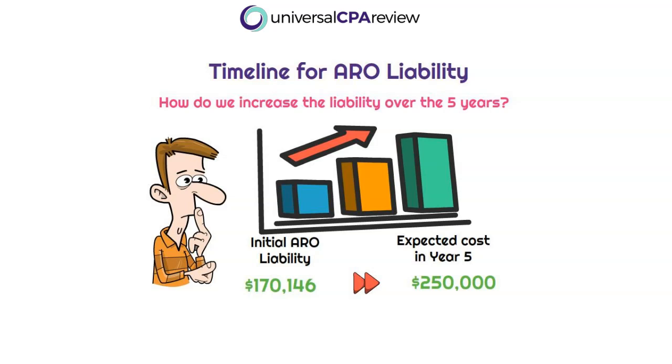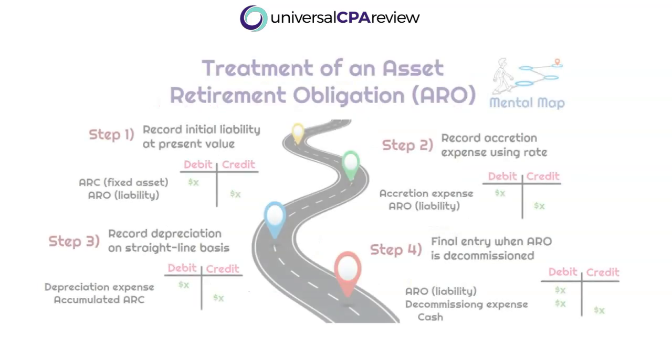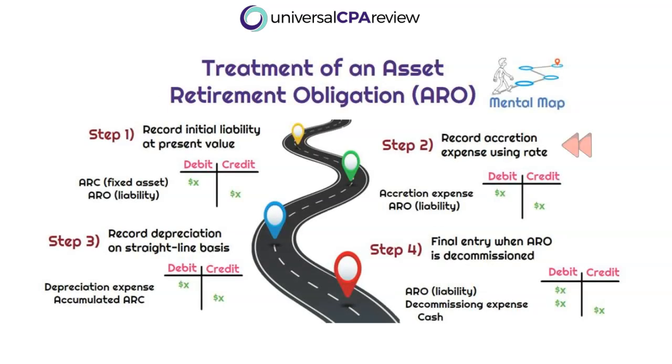Well, that's what step 2 is all about, right? We're going to increase that liability over the next 5 years. So in our mental map, when we look at step 2, it says record accretion expense using rate. So accretion, it's a weird term and it's oddly specific to asset retirement obligations, but basically it'll increase the asset retirement obligation liability, right? And we're also going to record accretion expense.